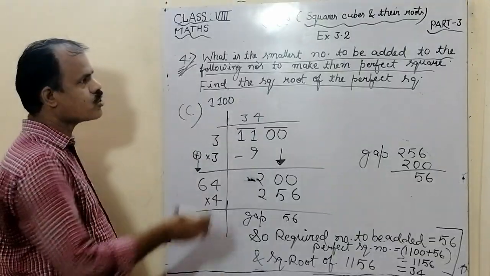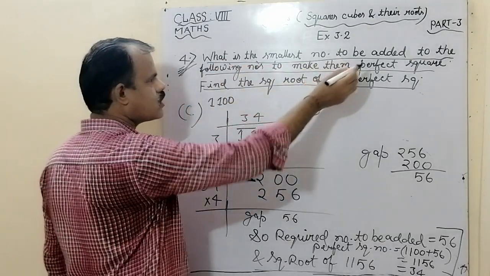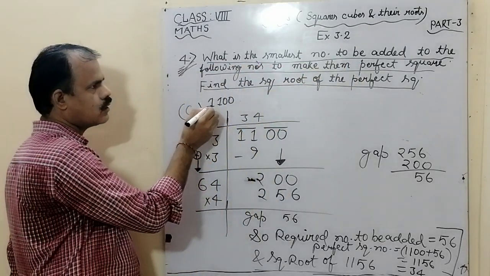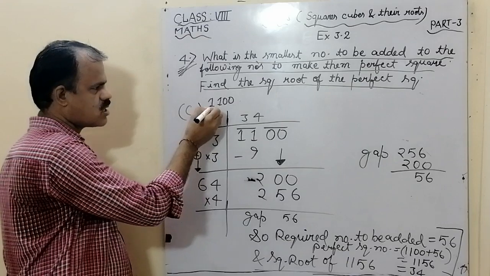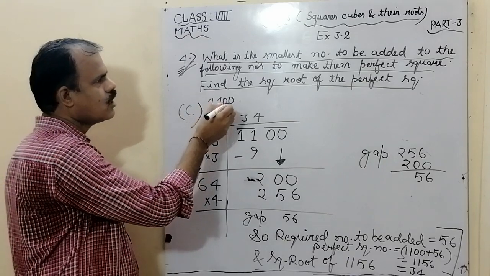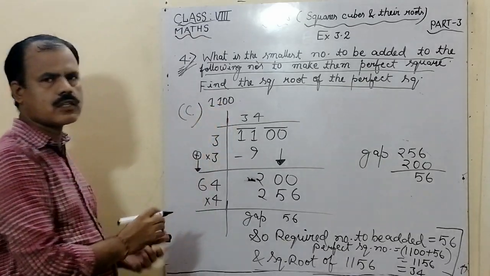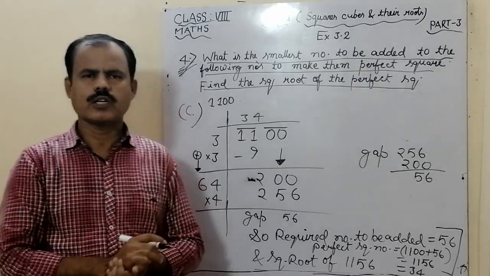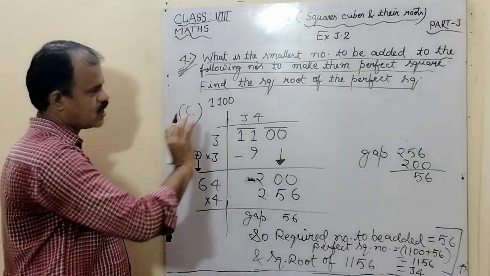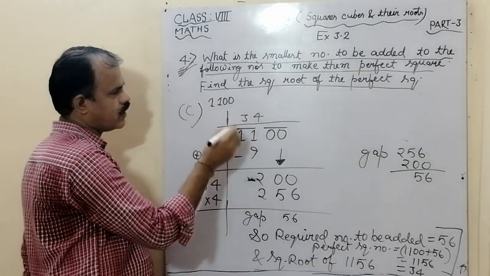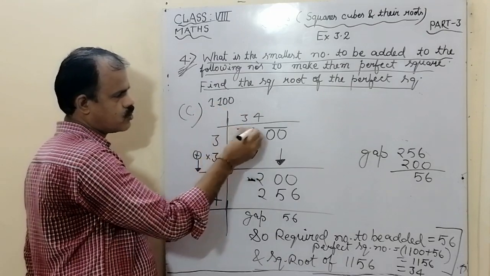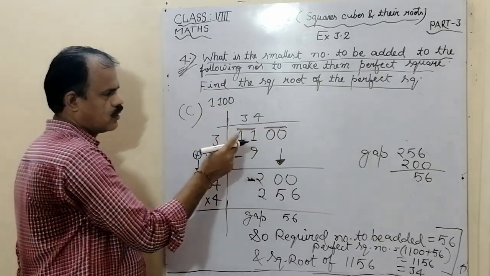Students, see one more question. What is the smallest number to be added to this number 1100 so that it becomes a perfect square, and we have to find its square root also. Look here, in the same way we have to make pairs. Here 4 digits are there, so there are 2 pairs.